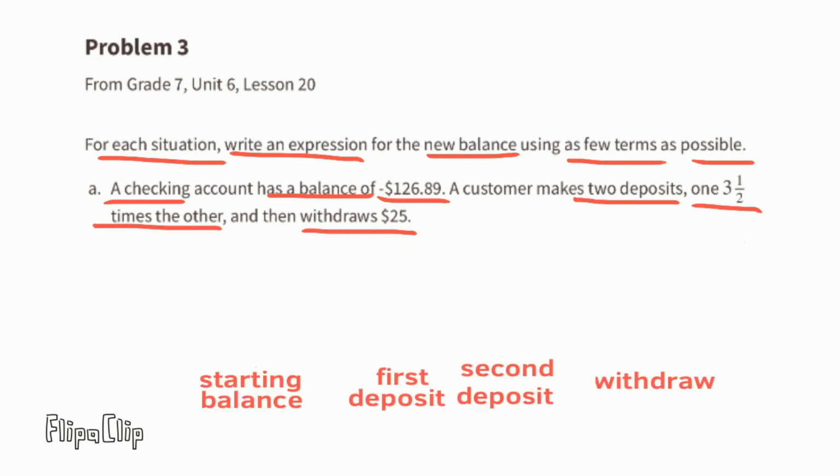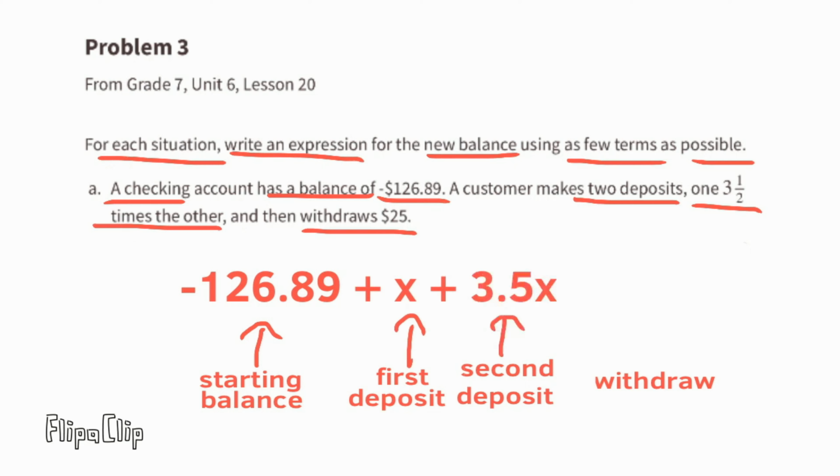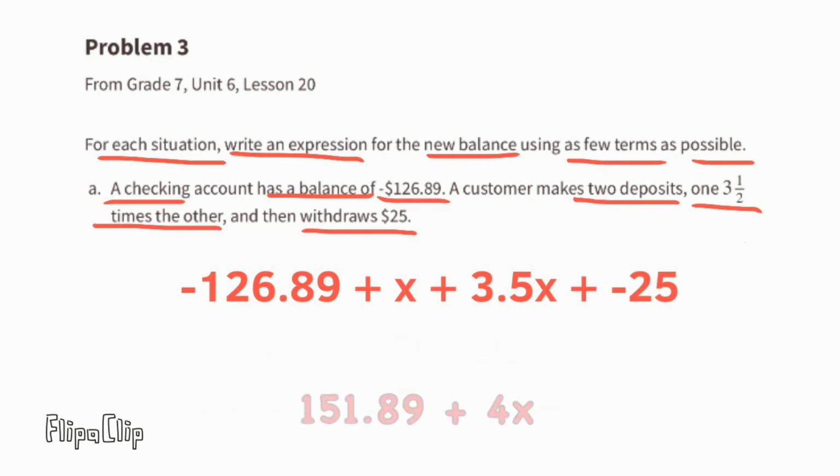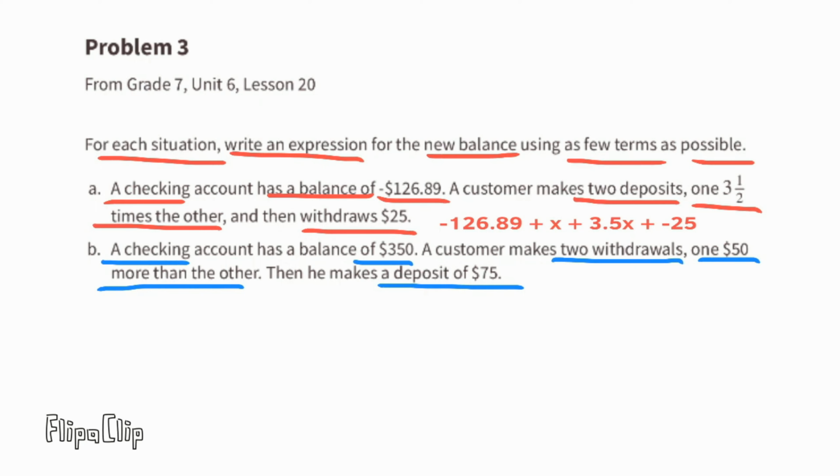The starting balance is negative $126.89. The first deposit is plus X. The second deposit is 3.5 times the first deposit, which can be written as 3.5X, and a withdrawal of $25, or negative 25. Combine the like terms and you end up with 151.89 plus 4X.